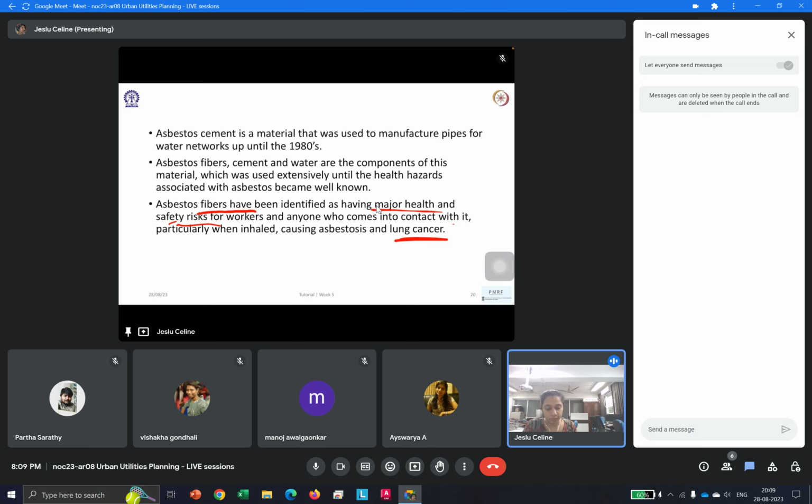It was used earlier, and the way it affects is that these fibers have components which can cause these lung diseases. So because of that, even though earlier it was used, right now it's not used. So this is something new.